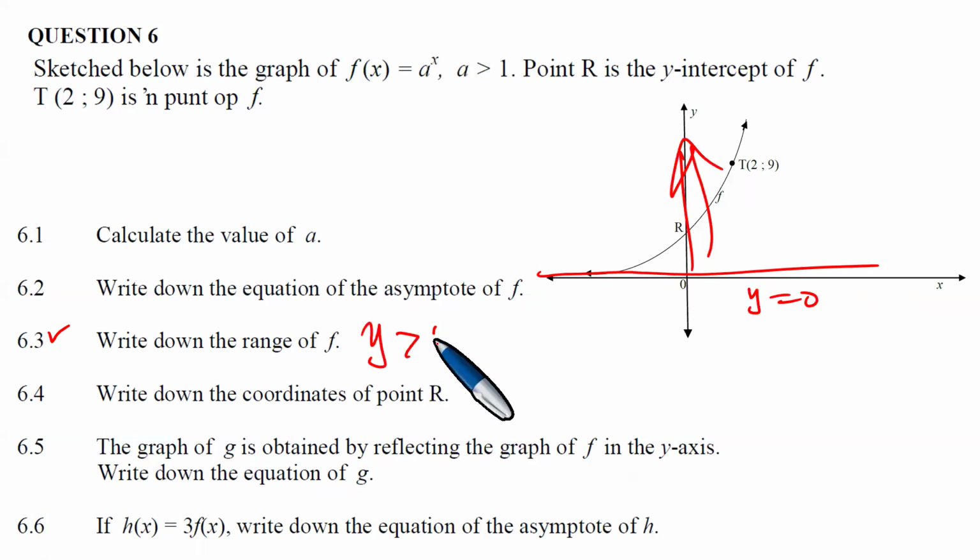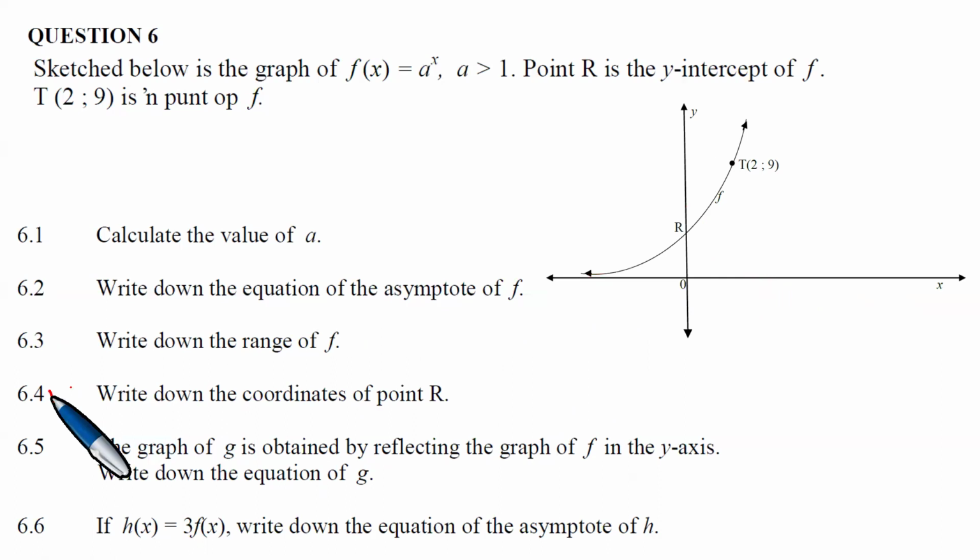The range is y is greater than 0. That is the range. Write down the coordinates of point R. The coordinates of point R: at this point the function itself has a equal to 3, so that y is 3 to the power x.